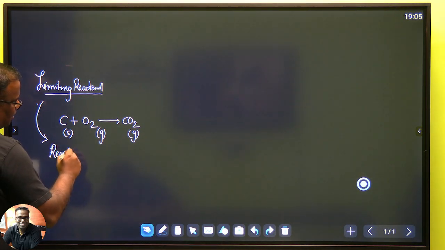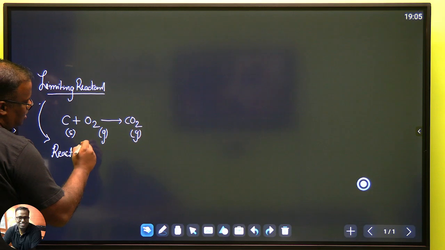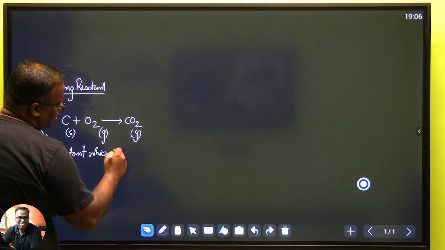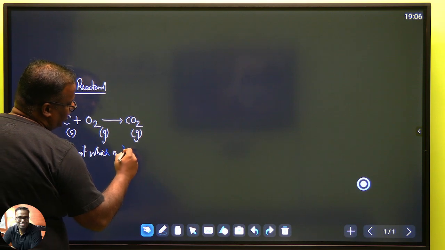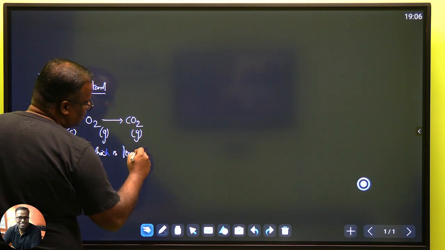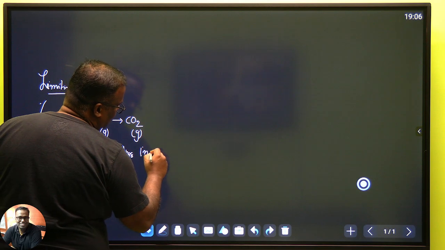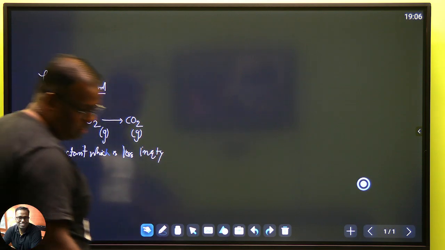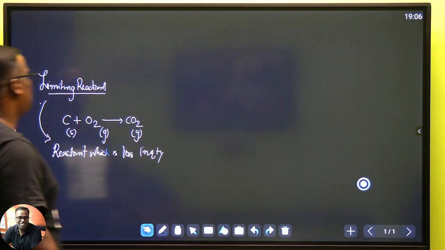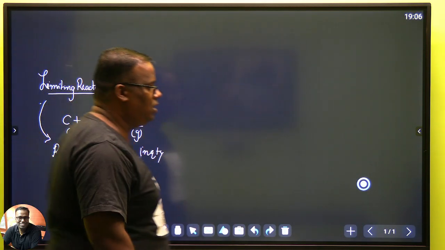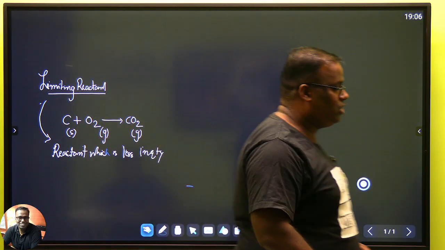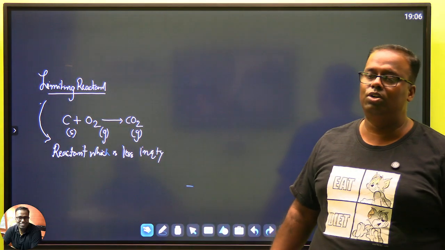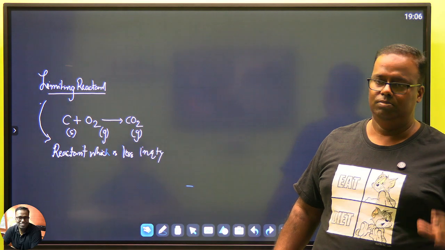This is the reactant which is less in quantity. Less in quantity. So pardon me for my handwriting today. Which is less in quantity. Whenever a reaction is given to you, you first try to see which is the reactant which is less in quantity. That reactant is going to control my what?